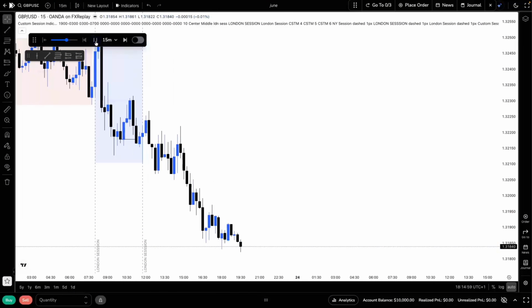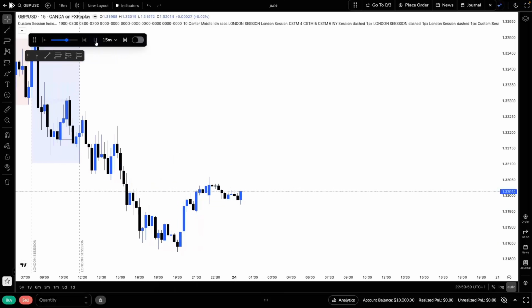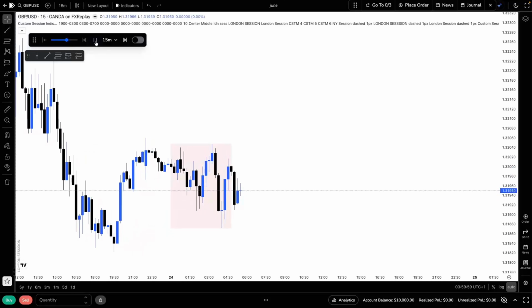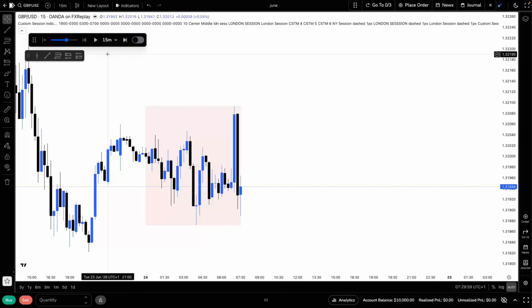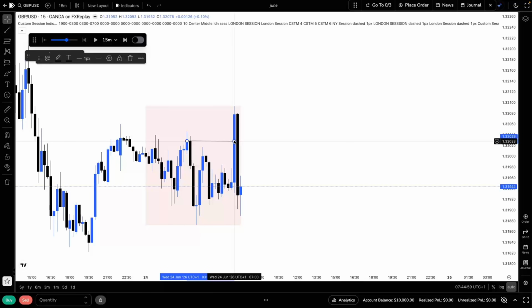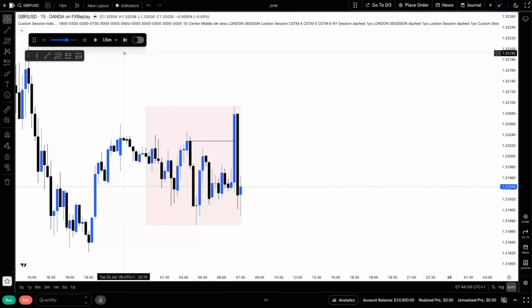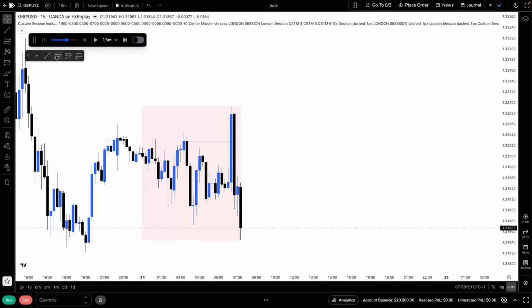Now, if we roll on to Wednesday, as you can see, it has broken structure to the upside, broken structure to the upside. So I should have been aware of that, which I wasn't. And then it's broken structure to the bottom side.